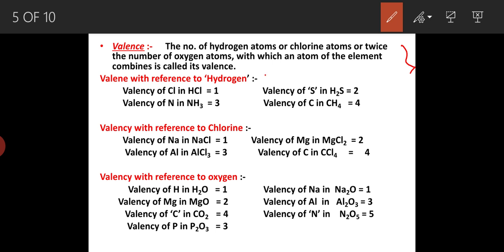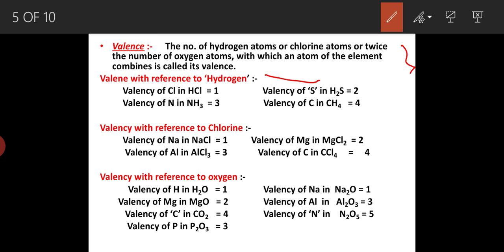Valence with reference to hydrogen atom. The valence of chlorine in HCl is 1, that means one chlorine is combining with one hydrogen atom, and the valence of sulfur in H2S is 2, that means one sulfur is combining with 2 hydrogen atoms. In the same way, the valence of nitrogen in ammonia is 3, and the valence of carbon in methane, CH4, is 4.